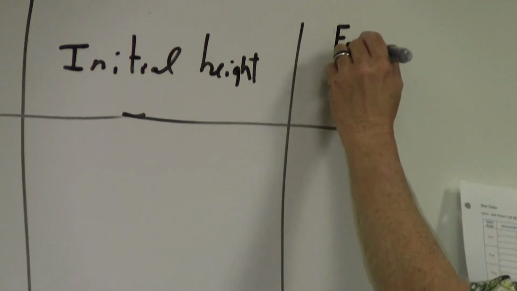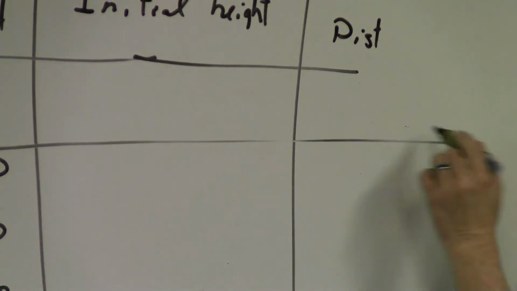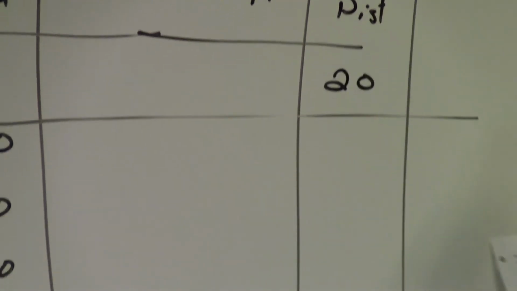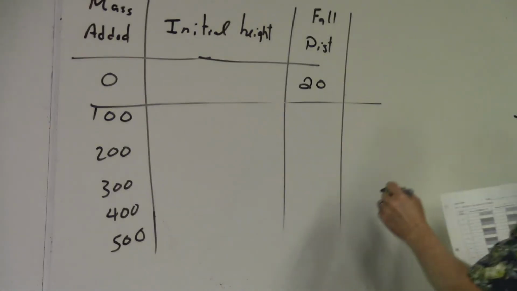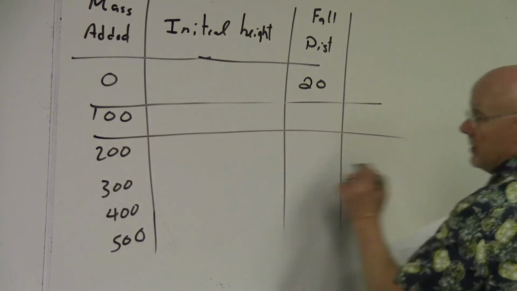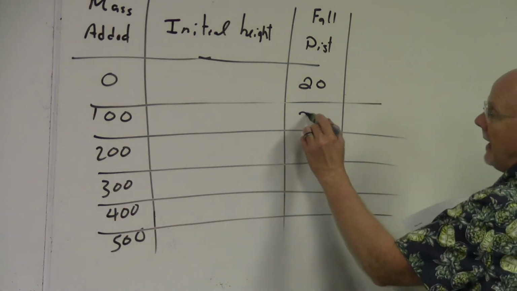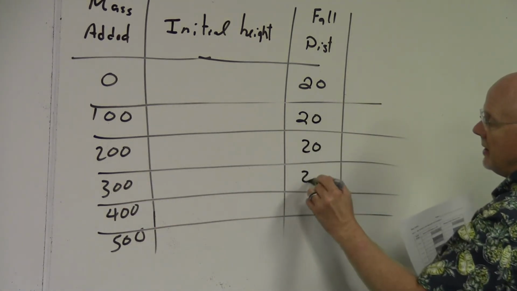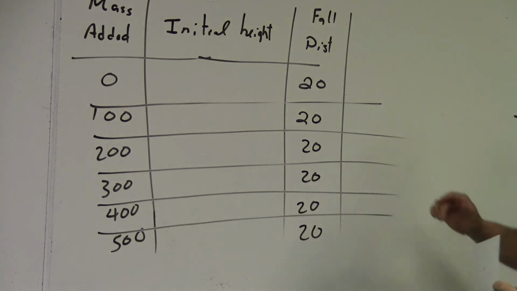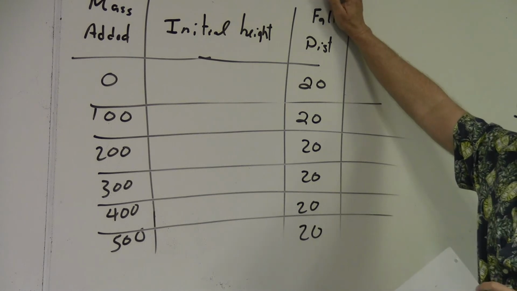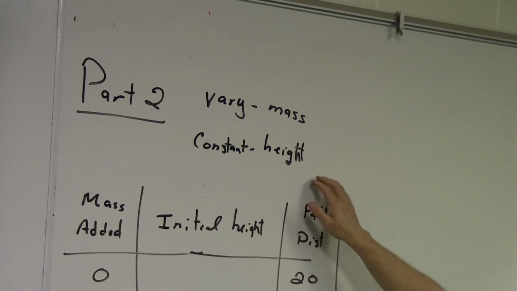But your fall distance must be 20. And it's just typed right in there. You have no way of doing it. And in fact, as you look at this chart, you will see that the fall distance is always 20, which is why it fits this concept here of part 2, to always drop it from the same height.